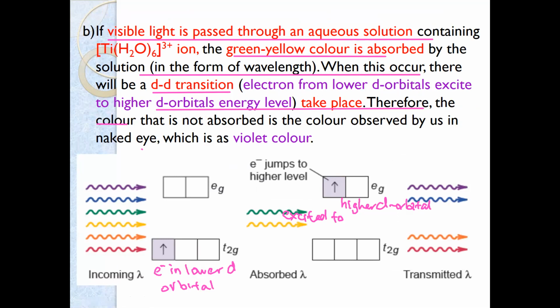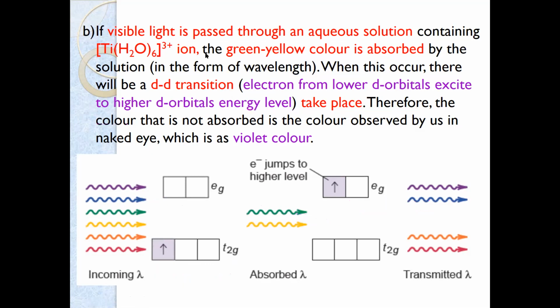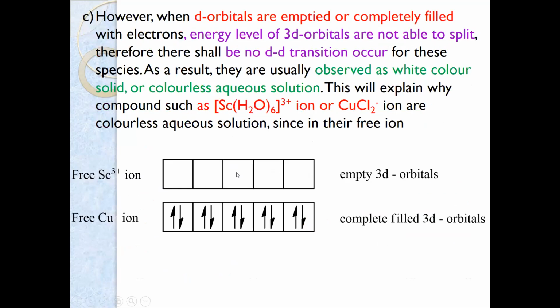So in order for some of the color to appear, you must have this d-d transition. If there is no d-d transition, where the electron from the lower energy level does not excite to a higher energy level, then no color is absorbed. You must have at least a single electron for a d-d transition to take place. So what are the circumstances when no d-d transition takes place? Number one, the d orbitals are empty, or number two, the d orbitals are completely filled.